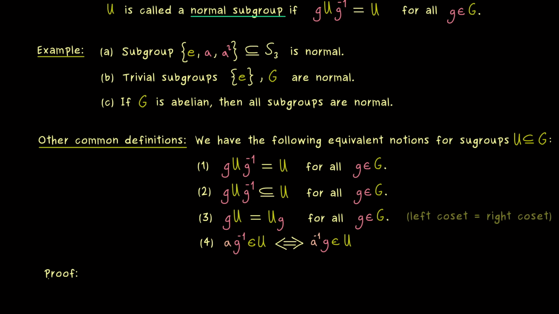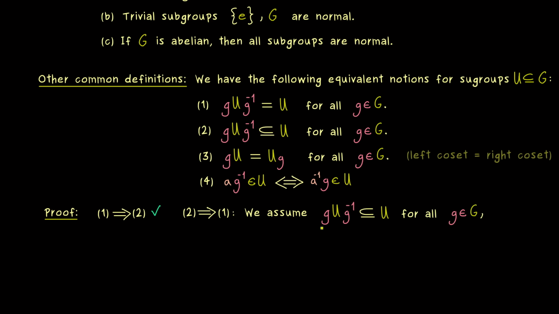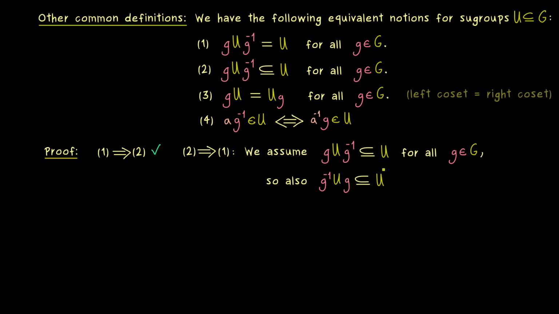Now showing these equivalences is actually not so hard, but we will do it anyway, such that you get used to these operations. First of all, 1 implies 2 is already given in the definition of the subset relation. Hence the interesting part is just going from 2 to 1. So now we assume that we have the subset relation for every element G in the group G. This means if we fix such a G, the relation also holds for the inverse of G. So we can also write G inverse UG is a subset of U. And there you see this is the only thing we need to do, because now we could bring G to the right hand side again.